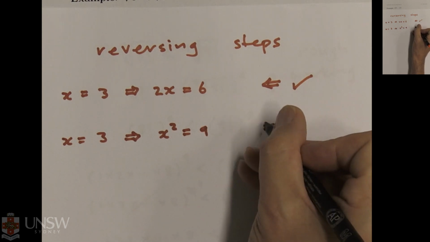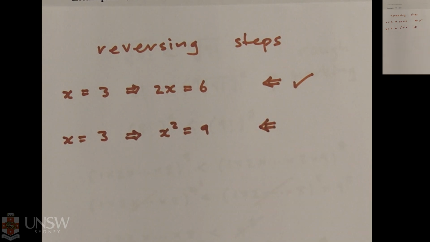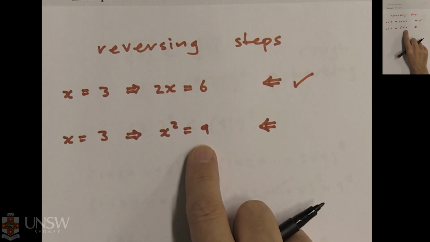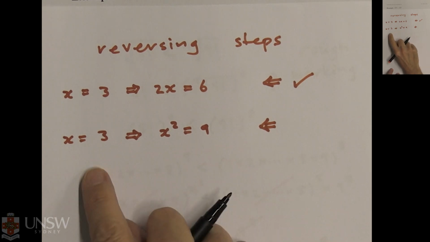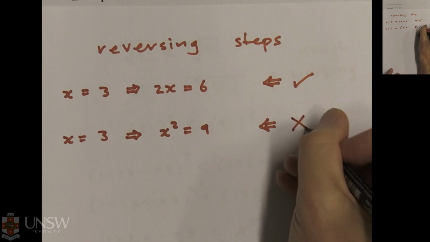And now in my proof, I want that to go the other way. Is that valid? I hope you're clear enough on algebra to realize it's not valid, because if I'm starting with x squared equals 9, then I can only conclude x equals plus or minus 3. I can't be certain that x equals 3.